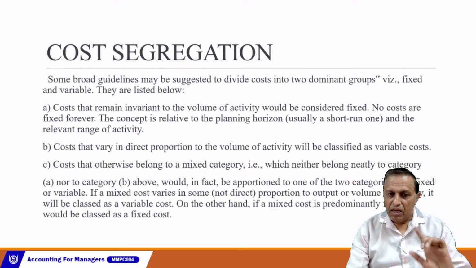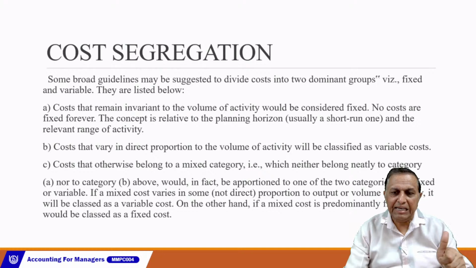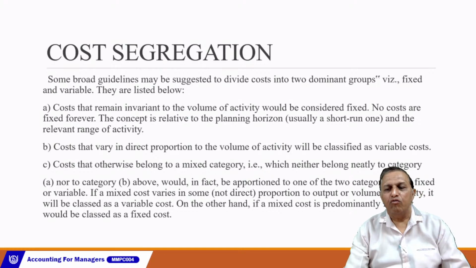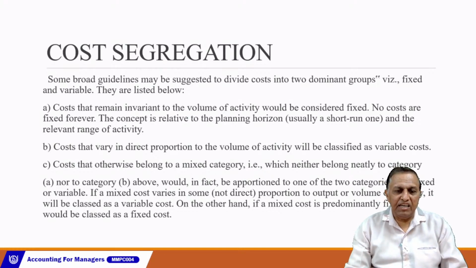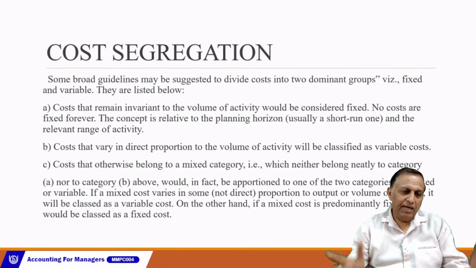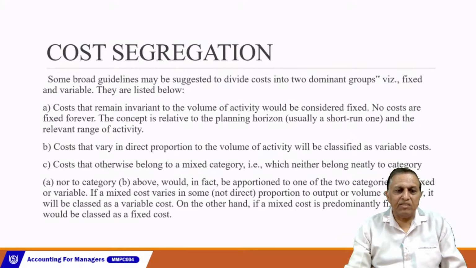That means if the mixed cost varies with the volume of activity, increase or decrease, it would be a variable cost. But if it is predominantly fixed on the change of the activity, it would be a fixed cost. So we can reclassify this mixed category to either the variable cost or the fixed cost.